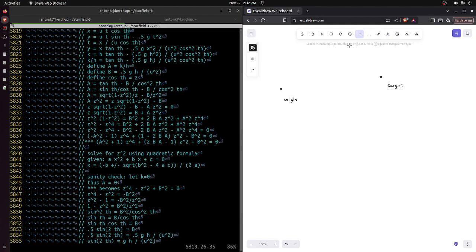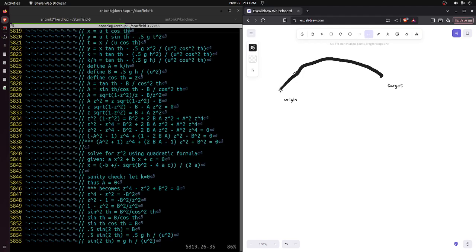And let's say our projectile starts at the origin and moves with the initial velocity u, or initial speed u, and it is going to go in this direction. So it's going to make a parabolic trajectory until it hits the target.